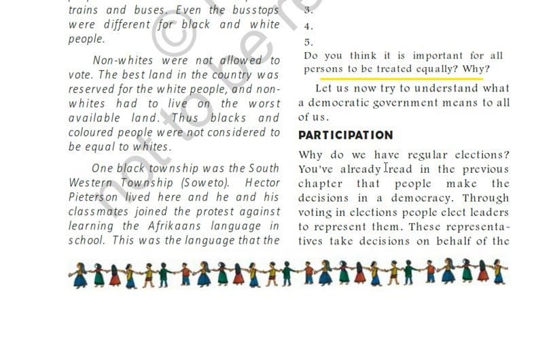Let us now try to understand what a democratic government means to all of us. Participation. Why do we have regular elections? You have already read in the previous chapter that people make the decisions in a democracy.